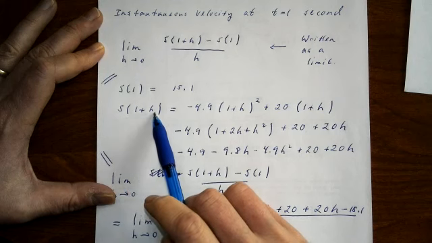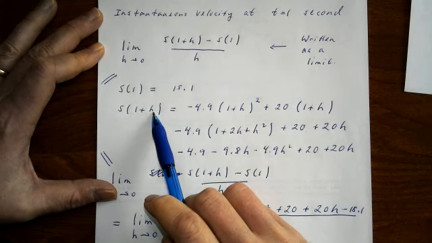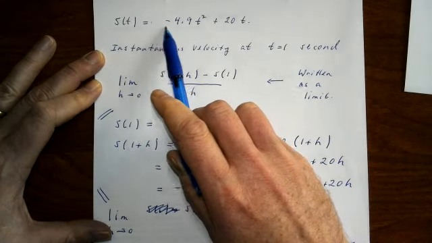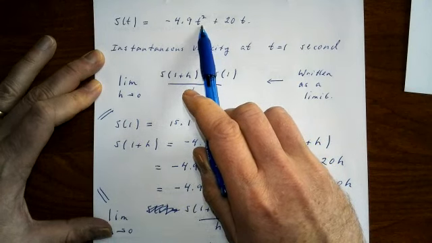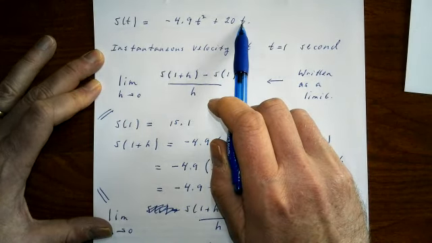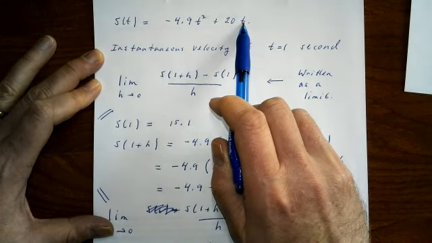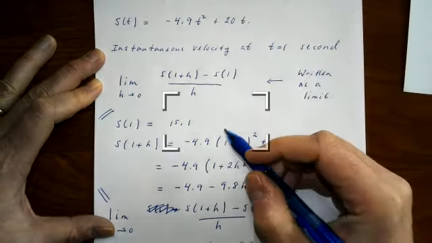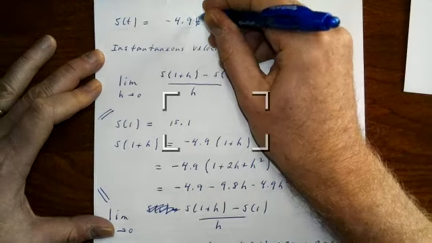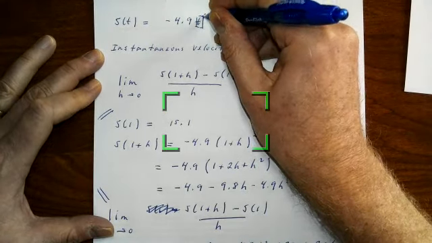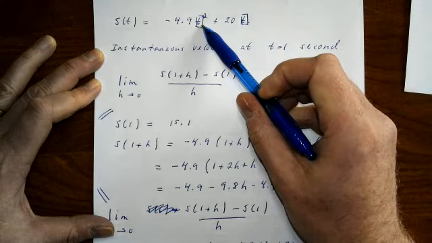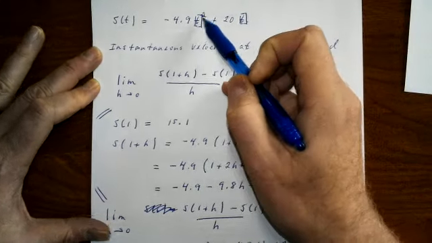In this case, s of 1 plus h. I'm not going to use a particular value of h. I'm just going to use h in general. So what I do, I go to my formula for s, and everywhere I see the input t, I replace t with the quantity t plus h. What we're using here is composition of functions, and we need to be very careful. Sometimes it helps to just put a little box around t to remind yourself that what you're going to put in the box is t plus h.